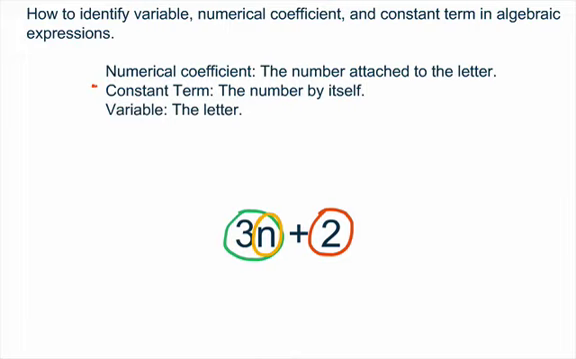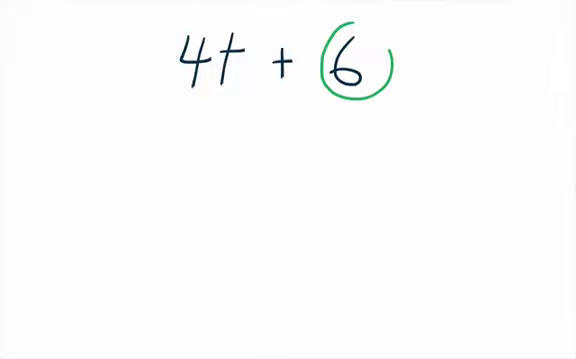So, let's take a look at an example in how we have to identify these in a problem. We already kind of did below with 3n plus 2, but let's take a look. What if I had 4t plus 6? Well, what would be the constant term? You're right, the number by itself. There's only one number here that's standing completely by itself, and that is the number 6. So that would be the constant term.